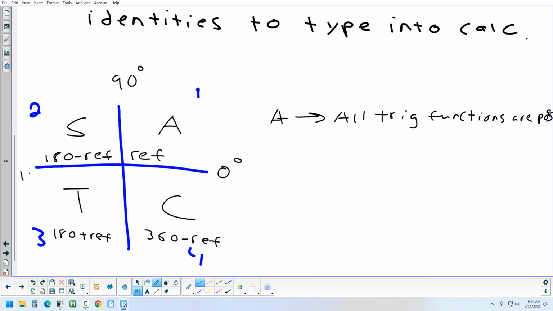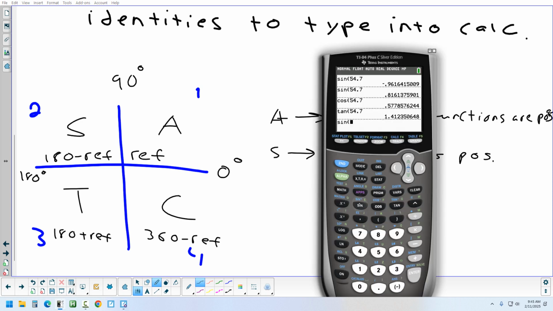Let's look at quadrant 2. Quadrant 2 are the angles between 90 and 180. In quadrant 2, only sine is positive. So pick an angle between 90 and 180, 133. If you type that in on the calculator, because that's in quadrant 2, the sine will come out positive. Everything else will come out negative. Sine is the only positive trig function out of those 3 in quadrant 2.